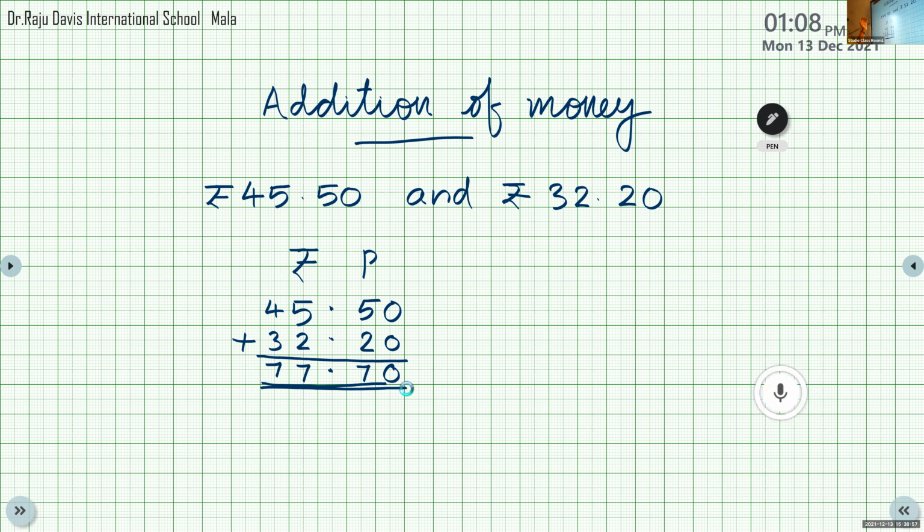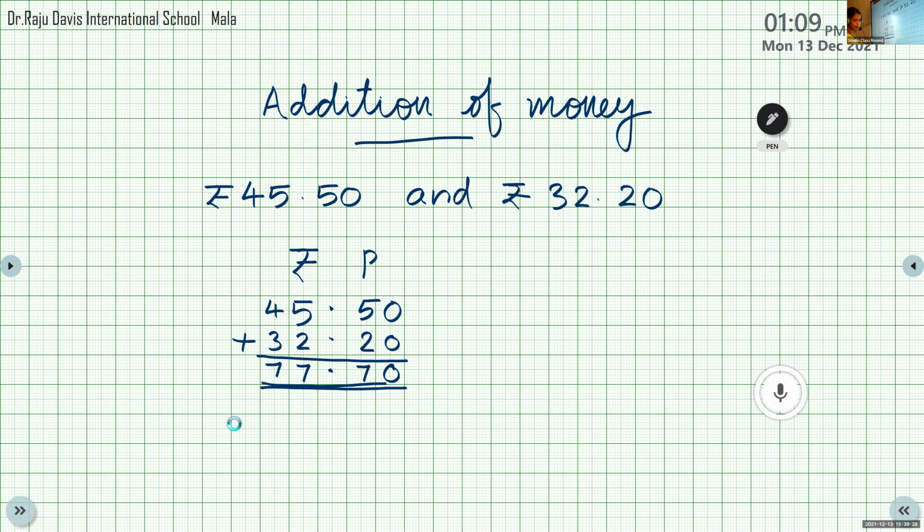When you are writing rupees and paisa, you should be very careful. The dot should come one below the other. Before the dot it should be rupees. After the dot it is paisa. So paisa in the same column, rupees in the same column, dot also in the same column. So let us see another one. One more we can see.